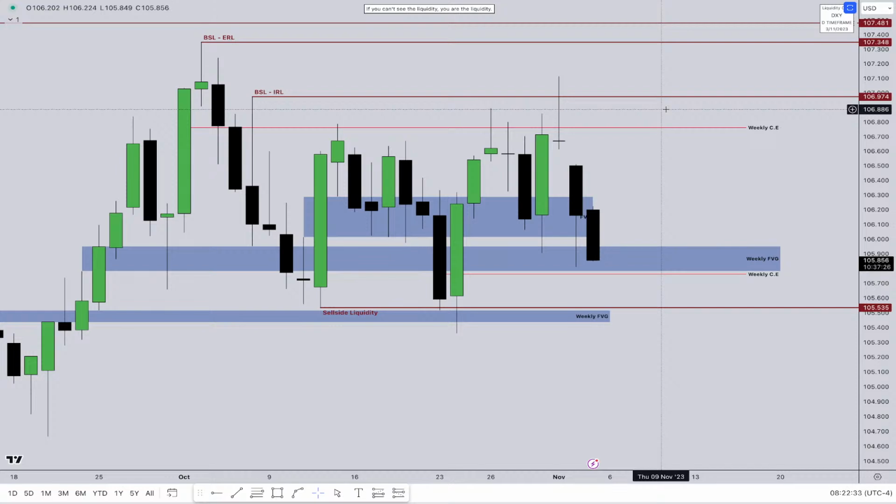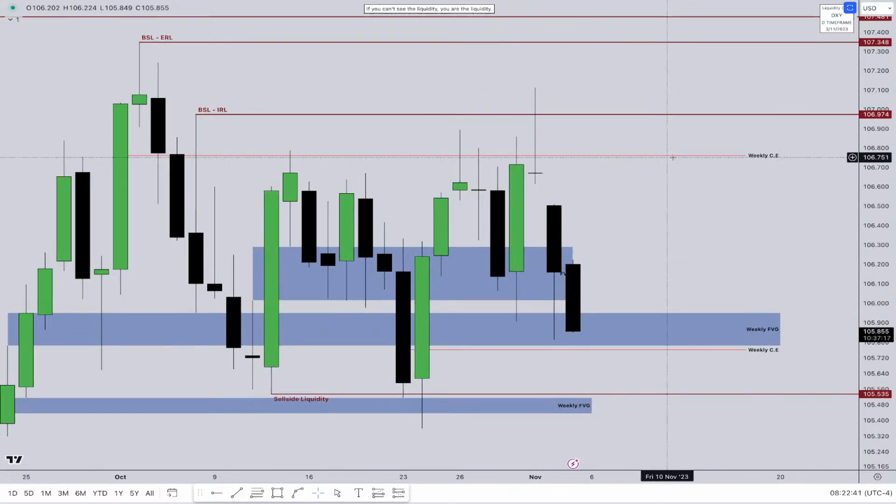Today is the 3rd of November 2023. We have NFP in less than 8 minutes. So we're going to be tape reading NFP and we're going to be seeing how price is going to be moving. So this is going to be just a case study to see how price is moving and dealing with liquidity. So this is the daily chart.